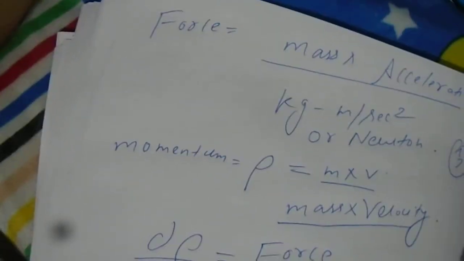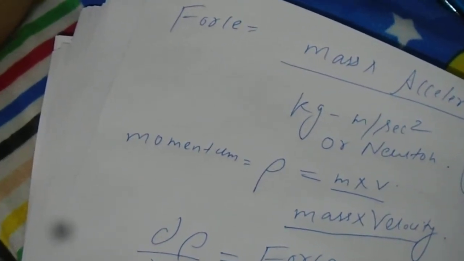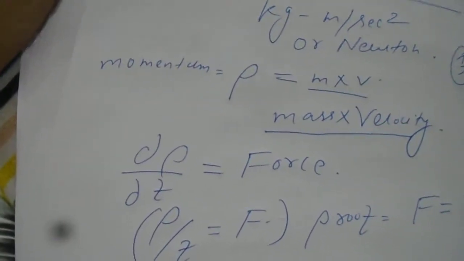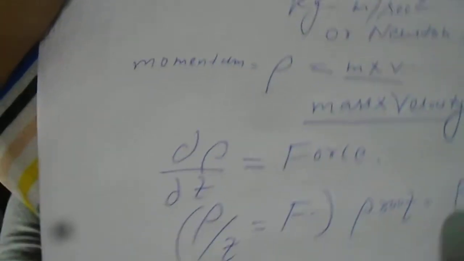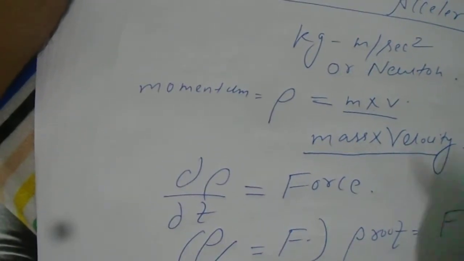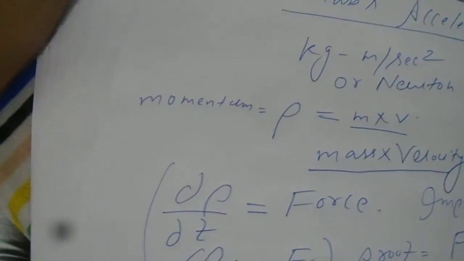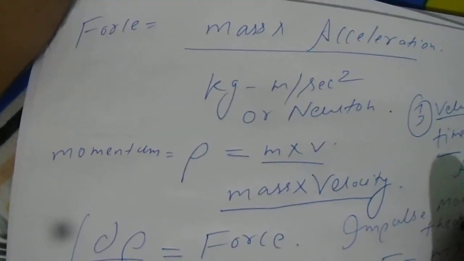Now earlier we had velocity upon time is called acceleration. Now here mass multiply acceleration, which is the formula of force. This is also known as the impulse momentum theorem.